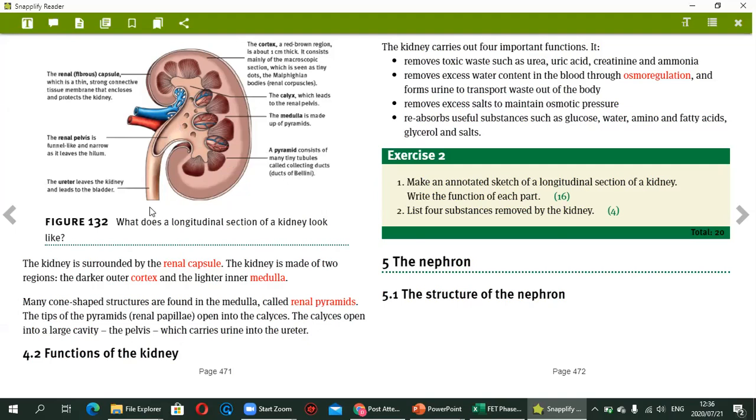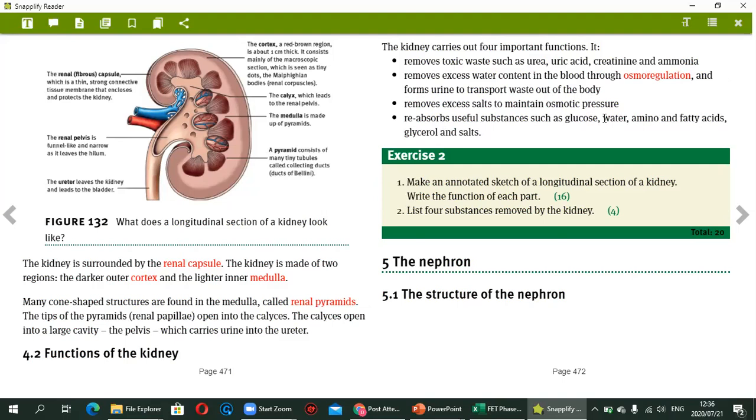There are many functions of the kidney. We'll end with the functions of the kidney. The kidney carries out four important functions. It removes waste substances such as urea, uric acid, creatinine, and ammonia. So it removes all of those substances from the body. It also removes excess water content in the blood through osmoregulation and forms urine to transport waste out of the body. It also removes excess salts to maintain osmotic pressure, and then it also reabsorbs useful substances such as glucose, water, amino and fatty acids, glycerols, and salts.